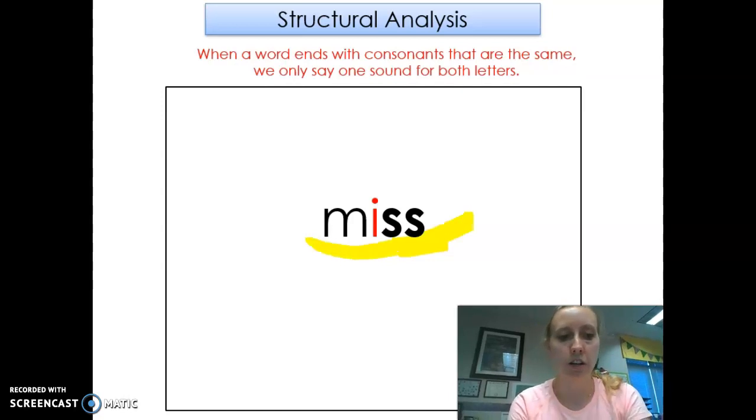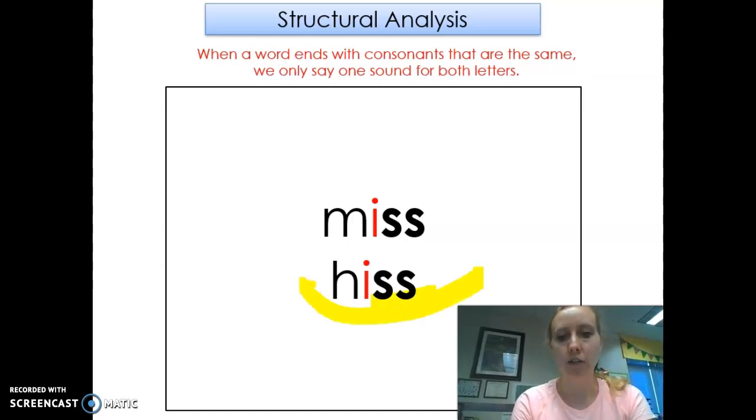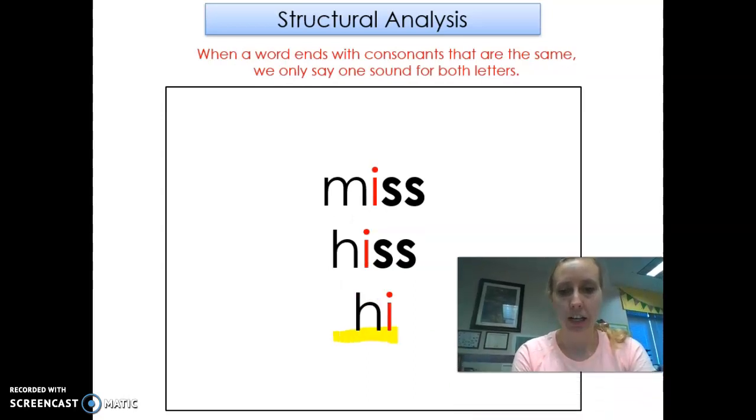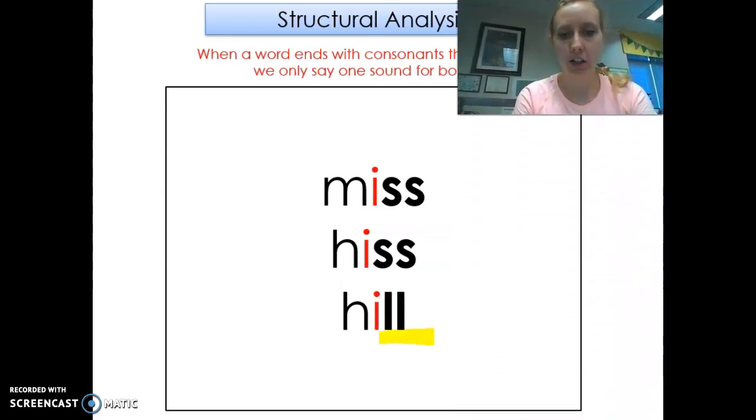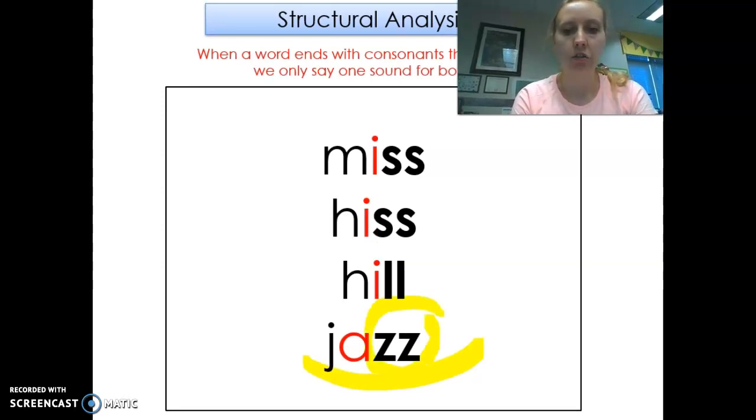Let's do another one. Blend, hiss. The word is hiss. So we have four letters, but only three sounds because we only say the s one time. Let's look at another one. Hill. Here's another one. What's the word? Jazz. Even though I have two z's, it just says z one time. Even though we have two l's, it just says l one time.